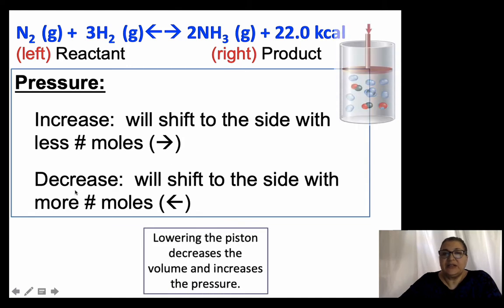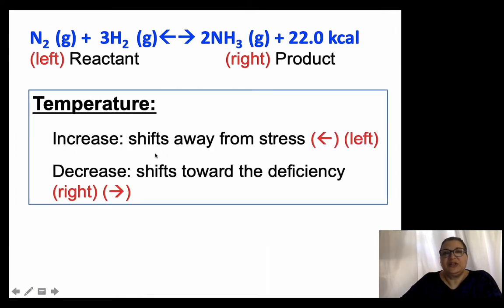As the pressure decreases, it will shift to the side with more moles. So if we decrease the pressure, it's going to go to the left, to the reactant side. Now, when we lower the pistons, it decreases the volume, but it increases the pressure. So if you have a question that gives you increasing the volume, you know the pressure will go down. Decreasing the volume, like in this case when you press it down, volume decreases, pressure will increase. Okay, so that's pressure.